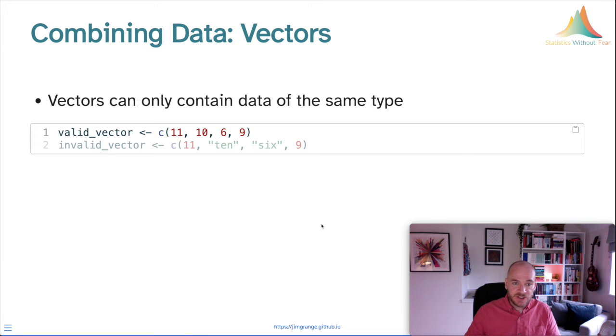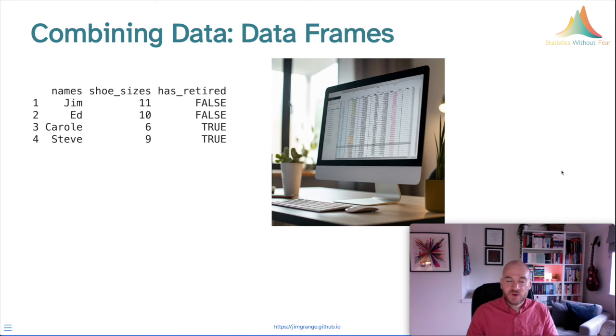So for example, this shows a valid vector because in this case, we've only got numeric data elements being put into it. So this is valid. Whereas this is an invalid vector because we're trying to store some elements that are numeric and some elements that are text.